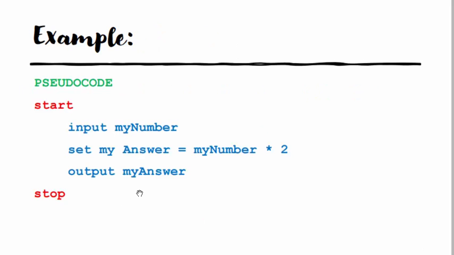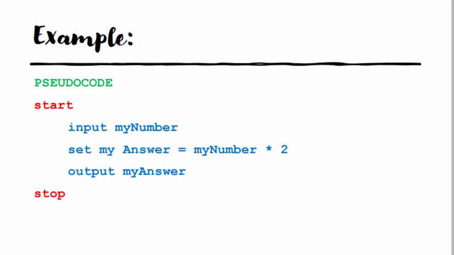Now here we have an example of pseudocode. In between the statements are the start and stop terminals. So we have the following statements such as input. Definitely it's an input, and there's a variable called my number. Another statement is to set my answer equal to my number multiplied by 2. And the output will be set to my answer.